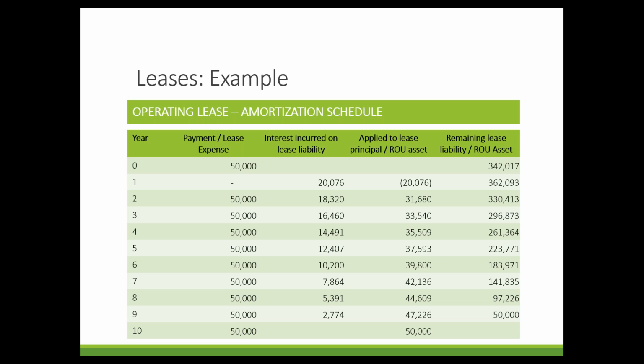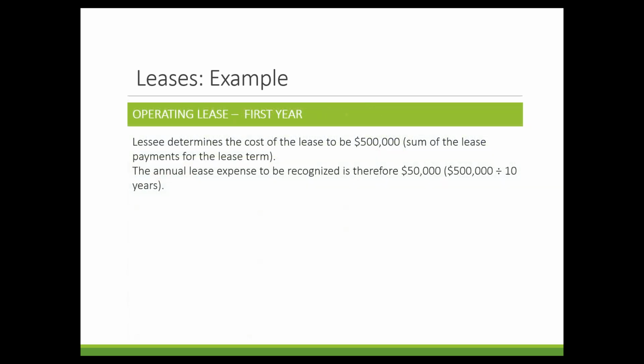And it says interest incurred on the lease liability here, but keep in mind for operating leases, you're not actually recording interest expense. And I'll show you an example of that on the next slide. So as I mentioned before, pretty simple. Total cost of the lease is $500,000. That's how much you're going to actually make payments on. And so the lease expense is just that $500,000 divided by the 10 years, $50,000.